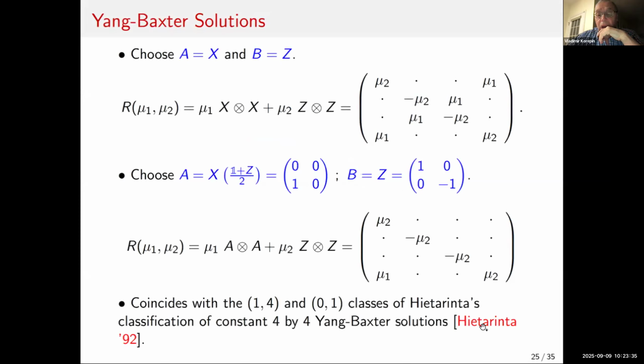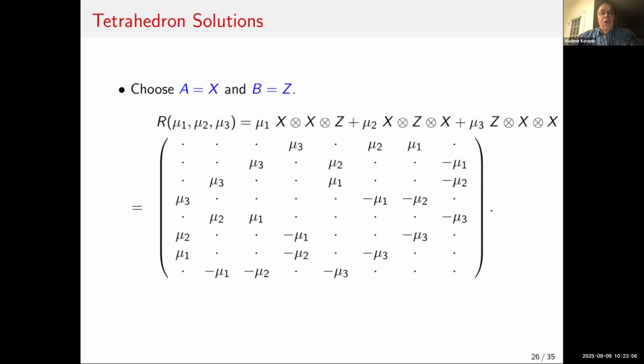That's not new. It was known. I read this in Hietarinta, but we can reproduce it. The other solution, we can take sigma minus for A and sigma z for B. Those also anti-commute, so it is a Clifford algebra, and we get another solution. In such a way, we reproduce another known solution of Yang-Baxter. For the tetrahedron equation, we can take this x, z, z, and this is a solution of the tetrahedron equation, which is kind of new.